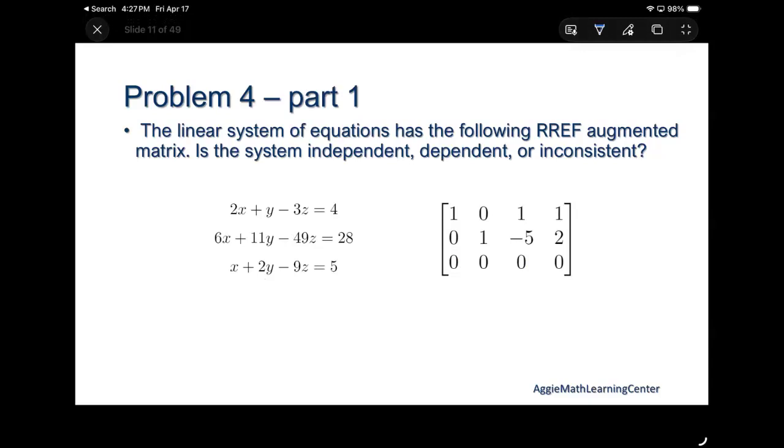Okay. How about this one? Is this one independent, dependent, or inconsistent? Dependent. Why do you think it's dependent? Because like what we were saying earlier, the last row is all zeros. And that's basically saying that it overlaps in more than one place. There's not a single point we can solve for.